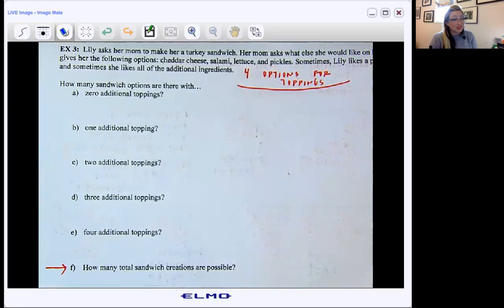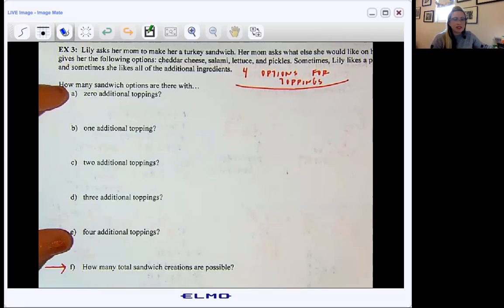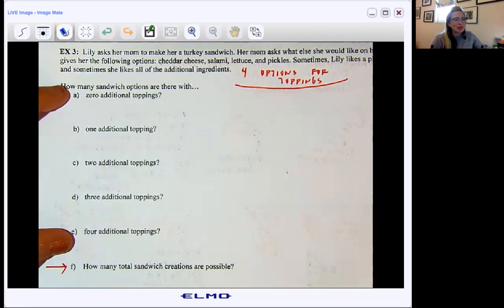So we're told sometimes she likes that plain turkey sandwich, sometimes she likes all of the extras. So we know that really she could have none of the extras or all of them or something in between. So I've fleshed that out for us. I said could have none, could have all of them, or something in between. So what this really becomes is a combination, right?